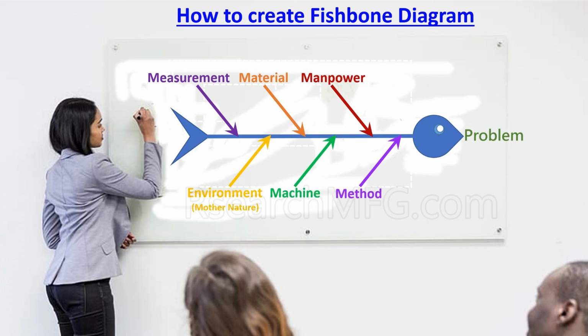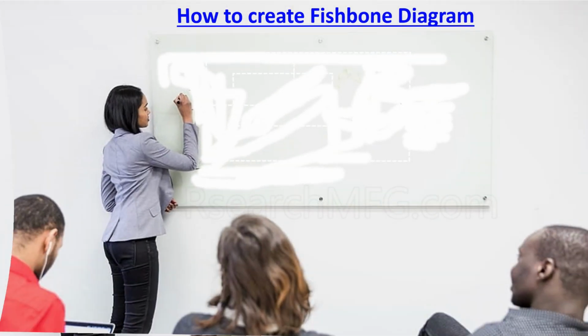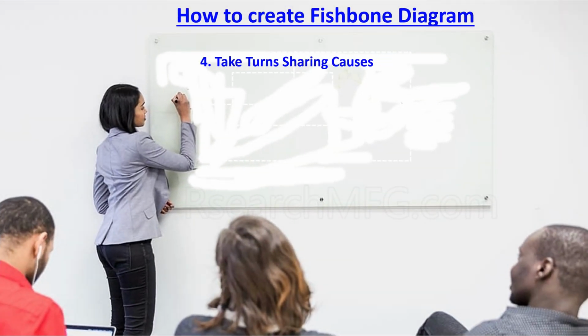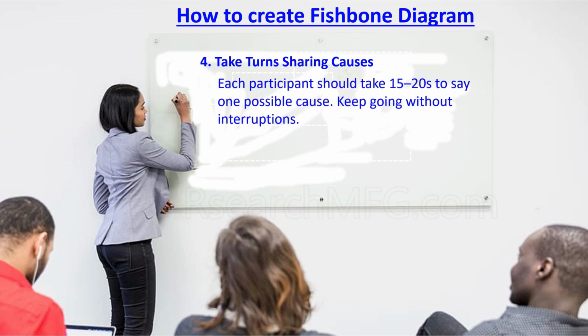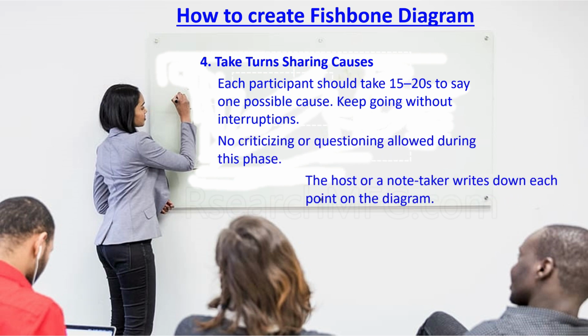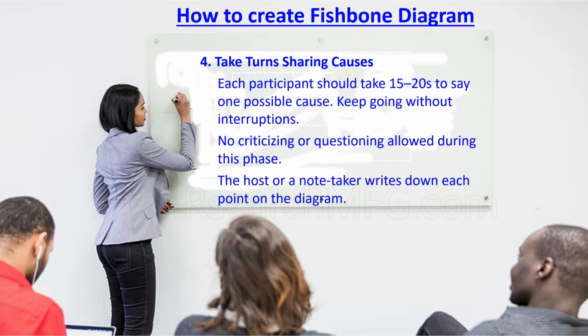After all, reports are often made for others, so if your fishbone diagram is clear, there's less need for further explanation. 4. Take turns sharing causes. Each participant should take 15-20 seconds to say one possible cause. Keep going without interruptions. No criticizing or questioning allowed during this phase. The host or a note taker writes down each point on the diagram.